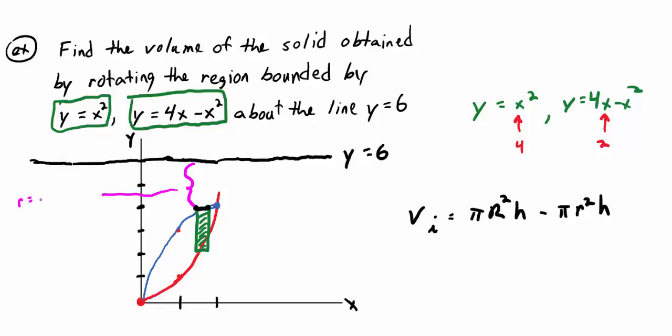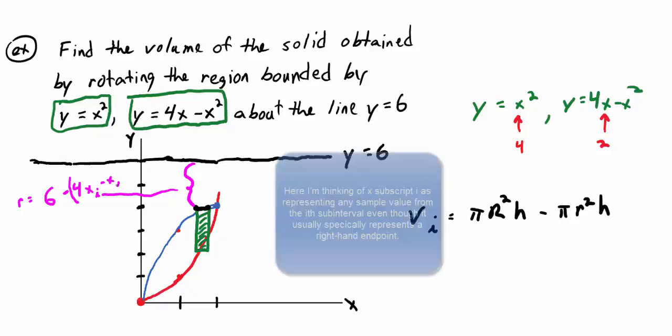Remember, to find distance, you take the bigger number and subtract the smaller number. 6 is the bigger number here. So 6 minus what function represents the top, or coincides with the top, of that rectangle? The one in blue, which is 4x minus x squared. Let's say x sub i is a sample point we're plugging in. So 4x sub i minus x sub i squared.